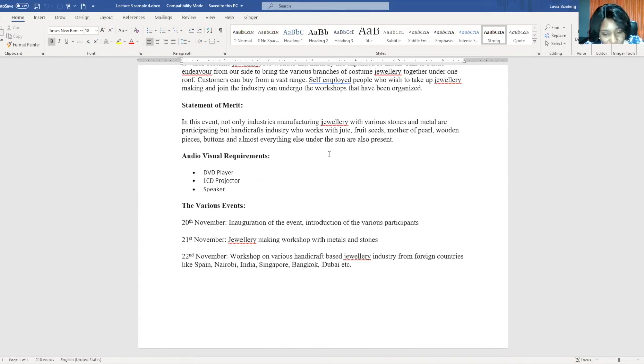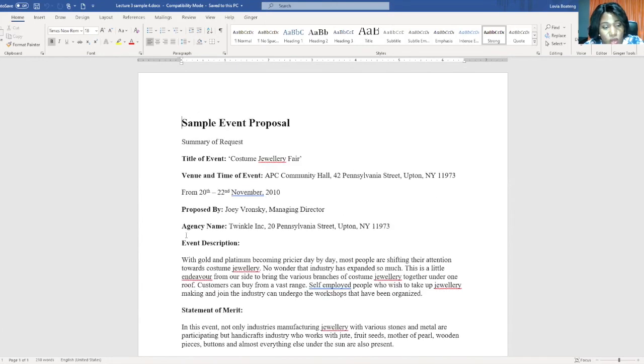One is the inauguration of the event. The other one is the jewelry making workshop. And the other one is the workshop on various handicrafts based on the jewelry industry from foreign countries, right? So this is another example of an event proposal.